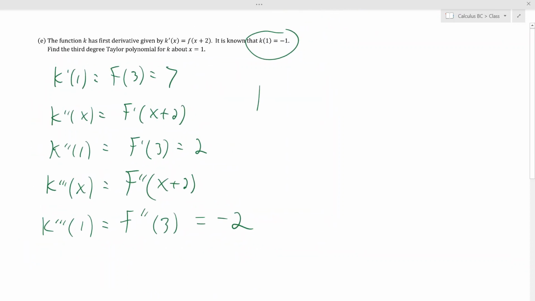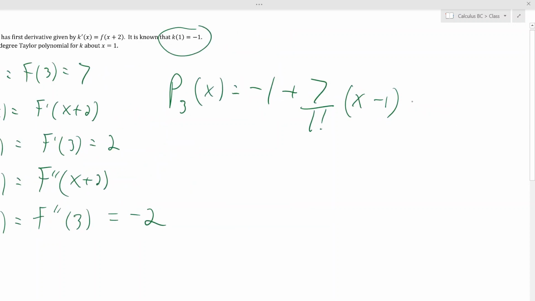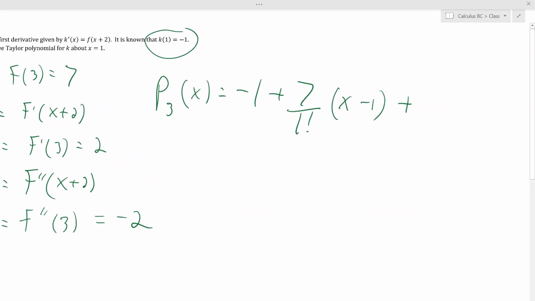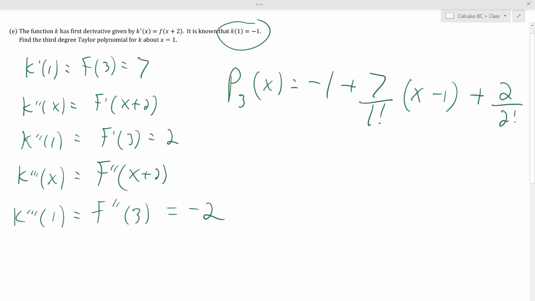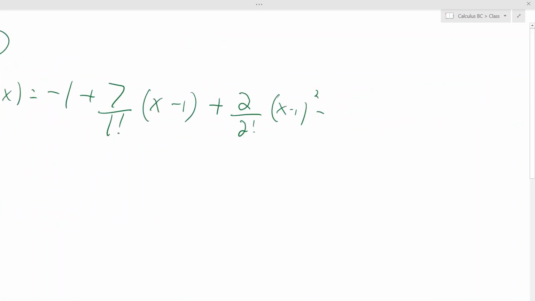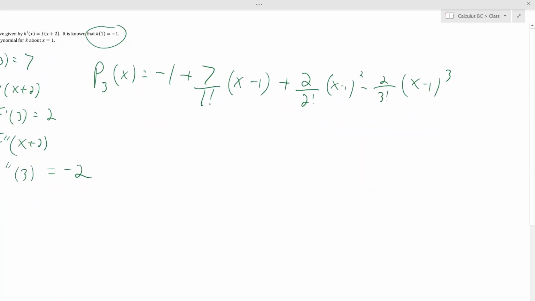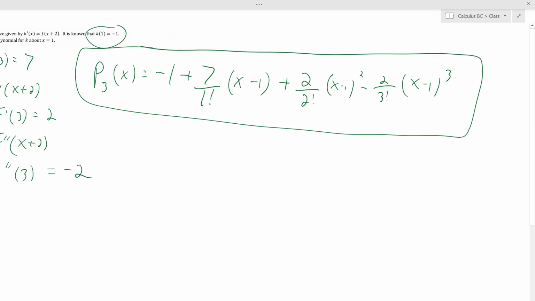So a third degree Taylor polynomial, which we'll call p sub 3 of x, is the y value plus the first derivative divided by 1 factorial times x minus 1, plus the second derivative, which was 2, divided by 2 factorial times x minus 1 squared, plus the third derivative, which is negative 2, so minus 2 over 3 factorial times x minus 1 cubed. All right, that was an adventure. All right. So let me stop this.